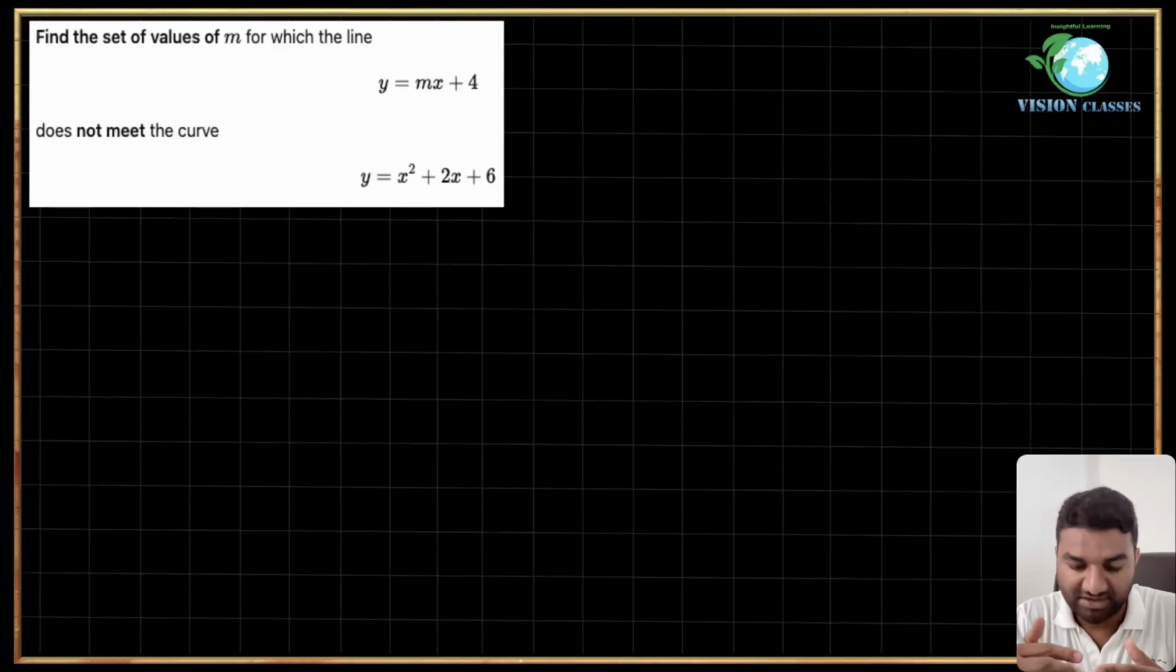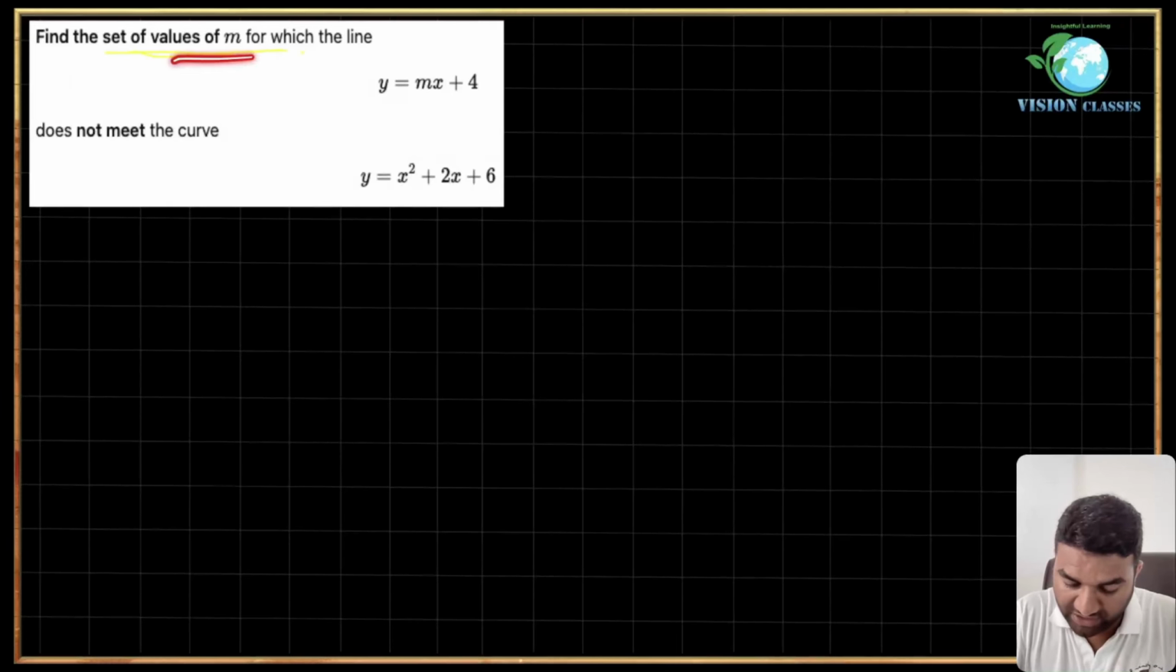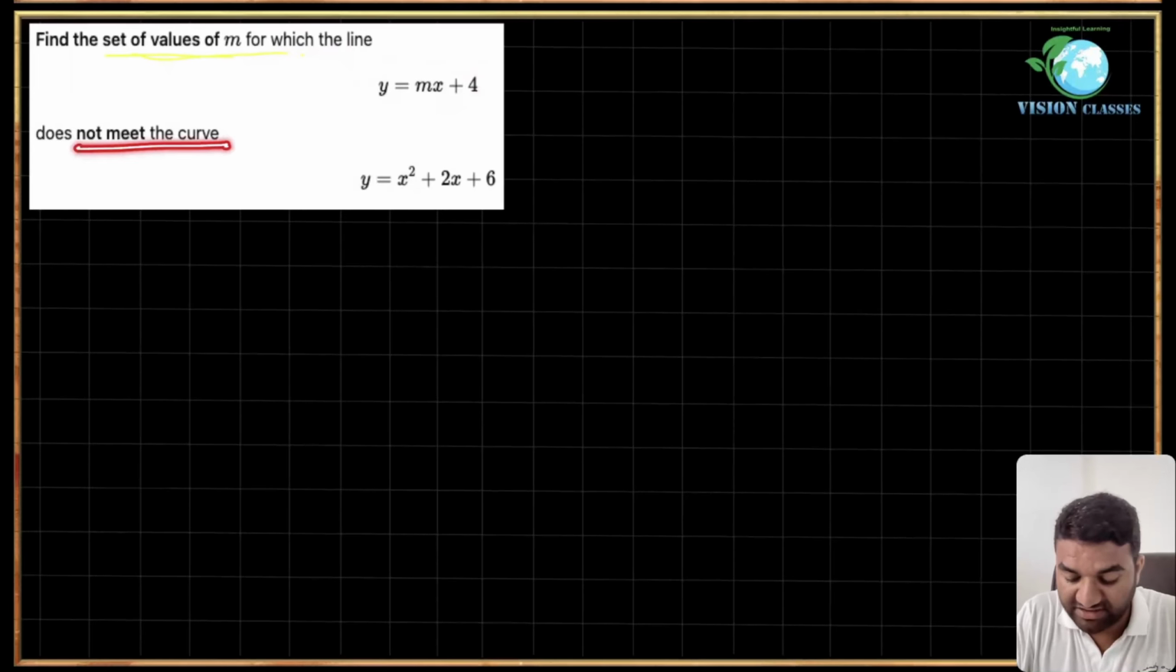All right, here we have a question: find the set of values of m for which the line y equals mx plus 4 does not meet the curve y equals x squared plus 2x plus 6. So how can we solve this one?